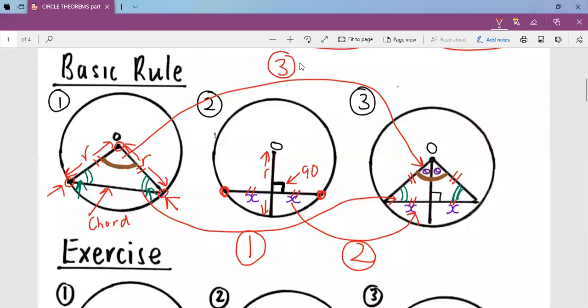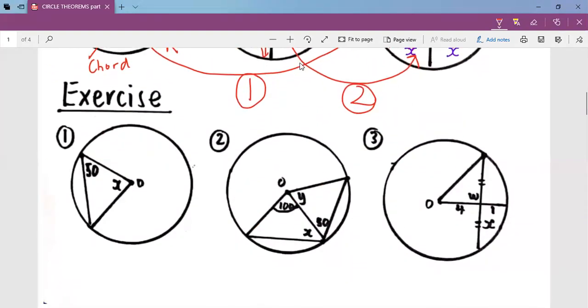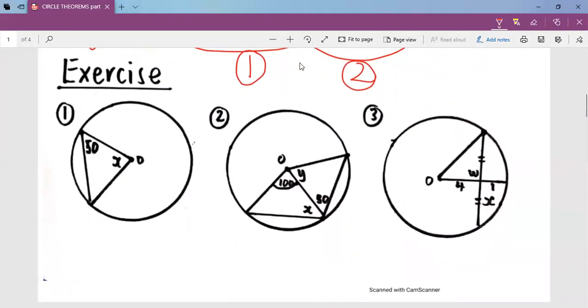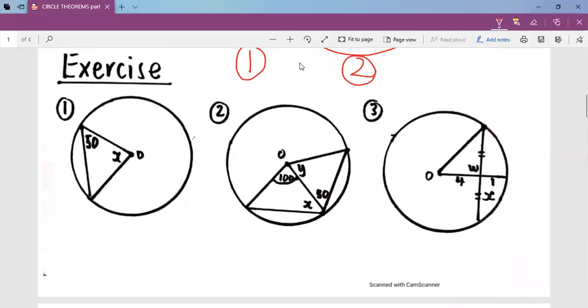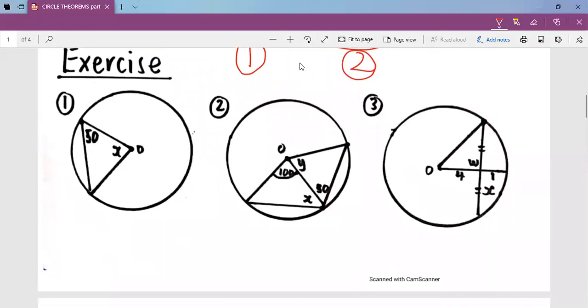This number three tells us that the big angle has now been cut into two equal parts. Now, I'm going to do these three questions for you when I am following the rules which we have just discussed.